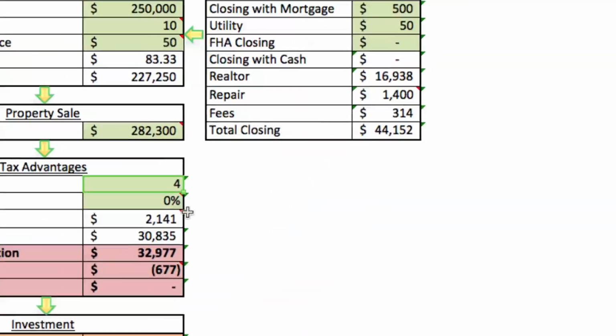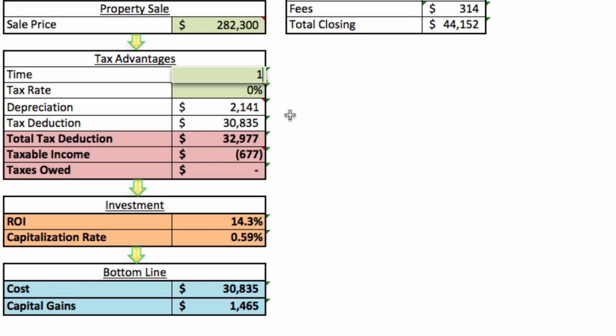Let's say if we tried to sell this in 1 month, how would things be different? You can see here we have an ROI of 431% and capital gains of $8,540. So even though we use financing, it's okay. We just need to ensure that we flip that property as soon as we can. Okay, that covers the flipping tab.